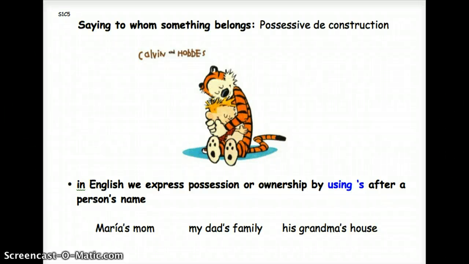Saying to whom something belongs. In English, when we express possession or ownership, we do so by using apostrophe S after a person's name or a noun referring to a person or a thing. So the apostrophe S after Maria lets us know that the relationship there is, it's Maria's mom. The mom belongs to Maria.